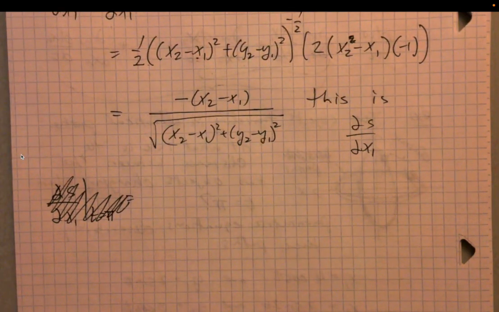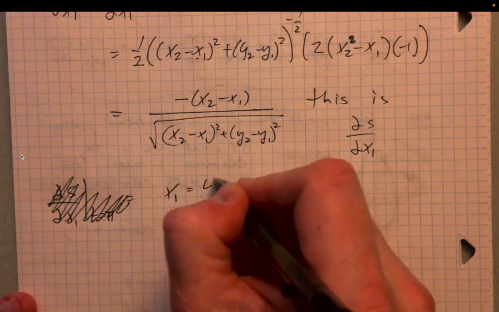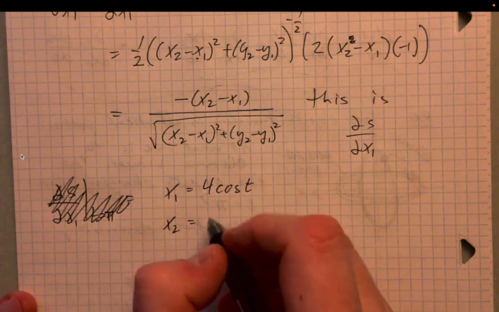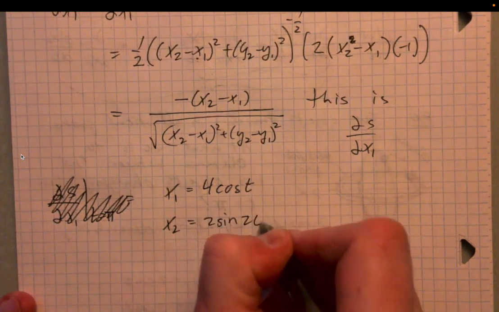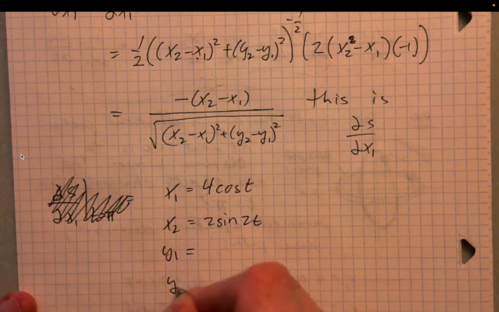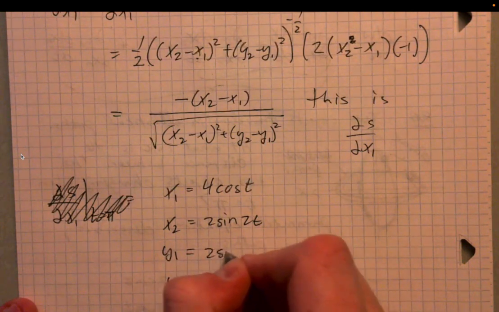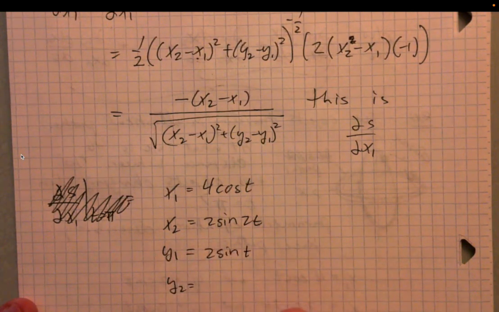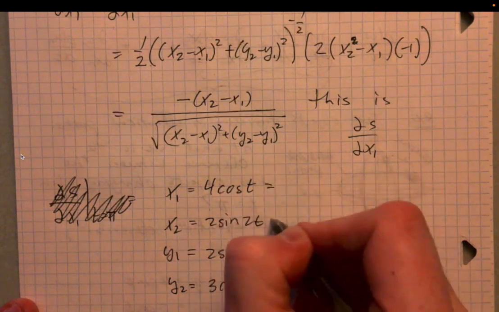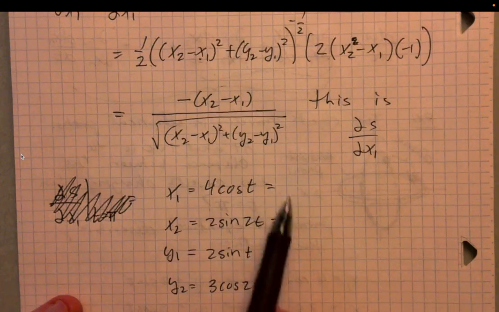Okay, so what is x1? x1 is 4 cos t. What is x2? It's 2 sine of 2t. y1 and y2, what are those two equal to? Well, y1 is 2 sine of t, and y2 is 3 cos 2t. Okay, we can evaluate each of these at t equals pi.